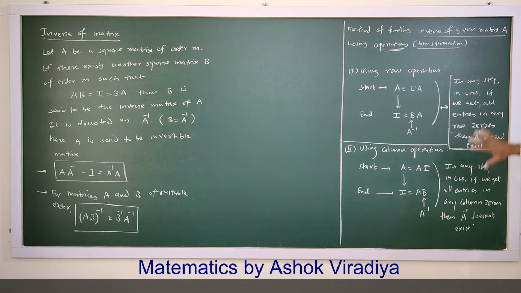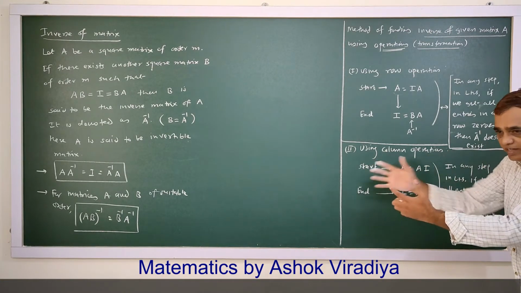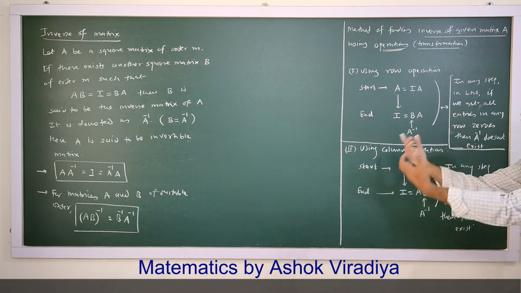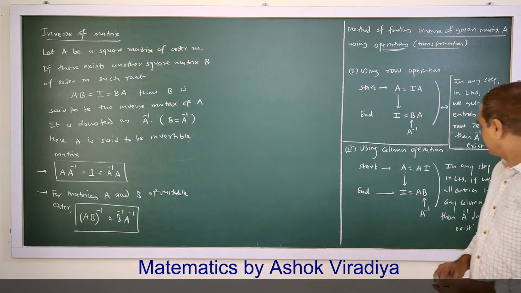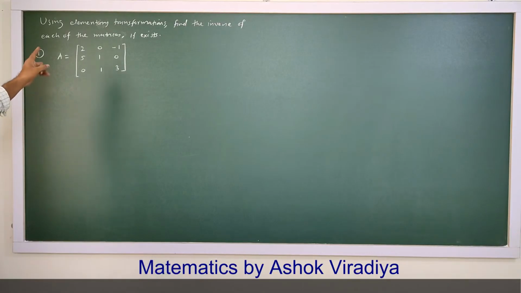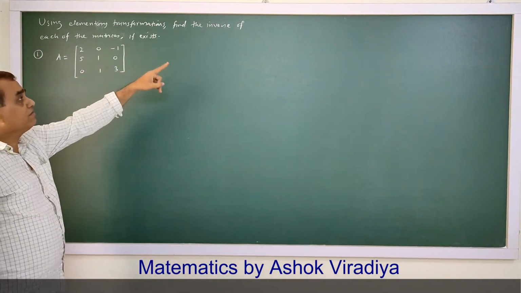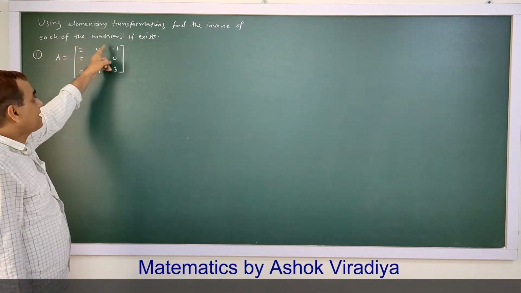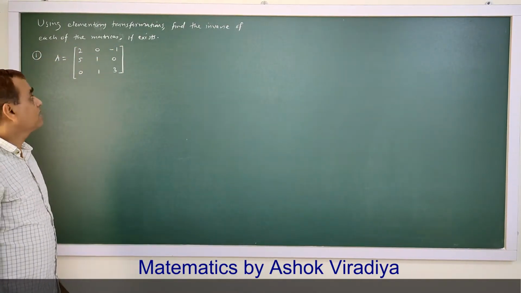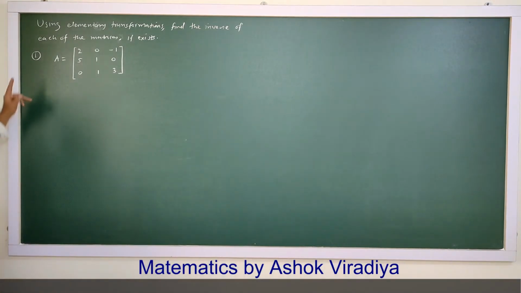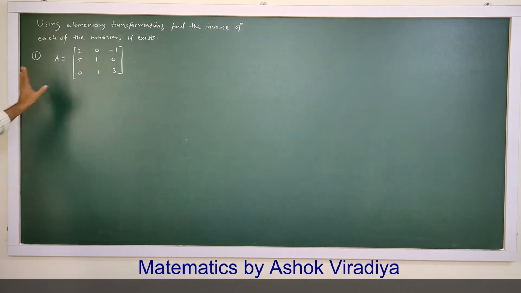See, whatever is written in these two statements at present, you will not be able to understand. This will be understood in the procedure. I will explain this procedure in an example. Using elementary transformations, find the inverse of each of the matrices given. Here, the first matrix is E is equal to, this is the matrix.